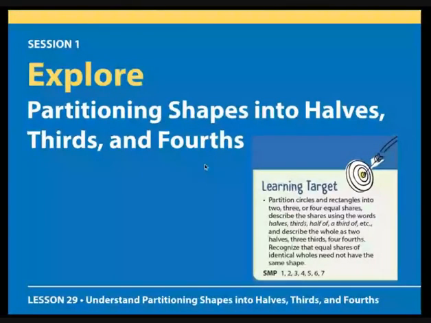Hello, scholars. Today we start session 1 of lesson 29. We're going to explore partitioning shapes into halves, thirds, and fourths. So our learning target is to partition circles and rectangles into 2, 3, and 4 equal shares. We're going to use some words when we talk like halves, thirds, half of, a third of. We might use the words halves, 3/3, 4/4. And we need to recognize that equal shares of identical wholes do not have to have the same shape. So we're in for an interesting lesson.